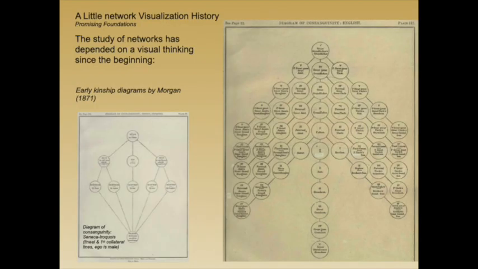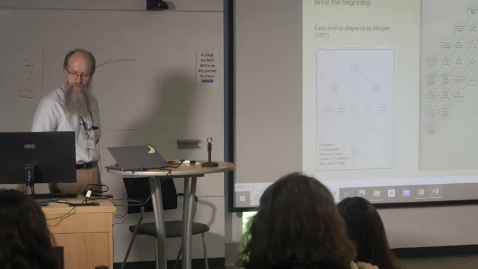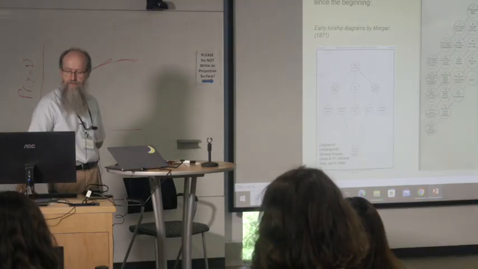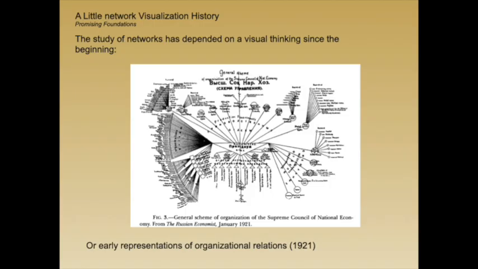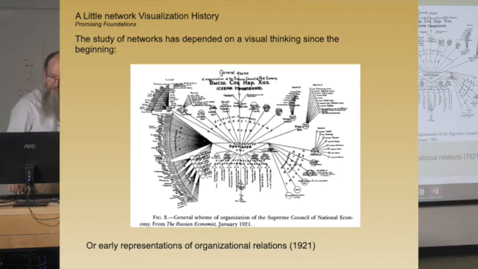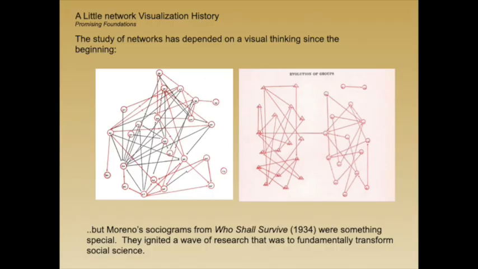Pictures have been foundational to networks from way back in the beginning. The earliest network-like images come out of kinship diagrams, and this is from 1871. There's also the other area where you see a lot of diagrams like this: bureaucracies, right? Bureaucracies have been around forever, and this is a good example of an organizational chart from 1921. But for many of us, the ones that are really captivating came from Moreno's sociograms.